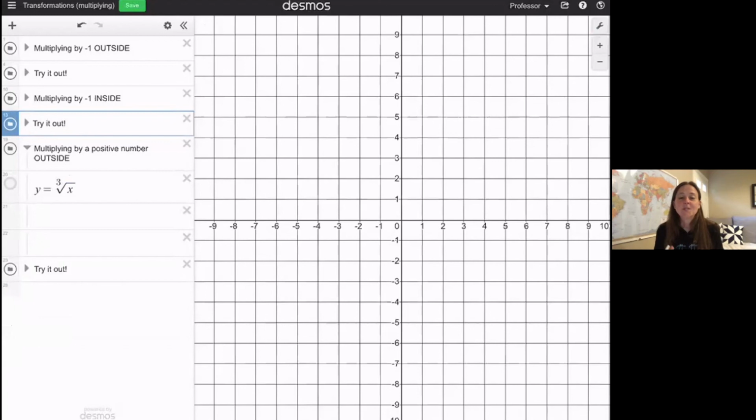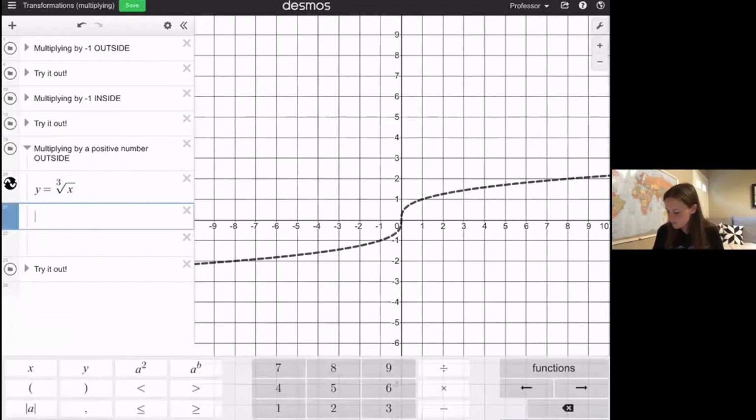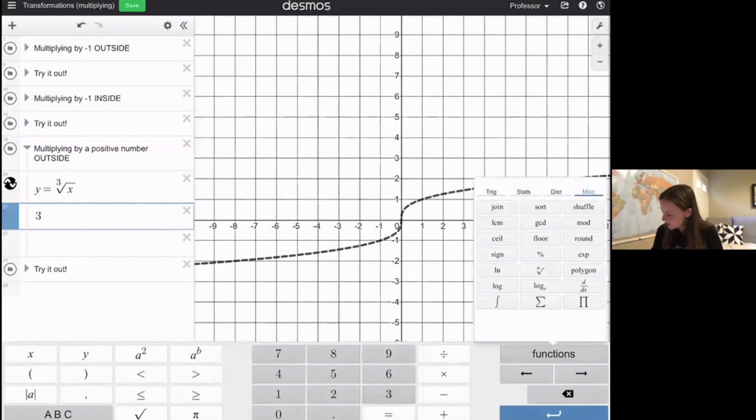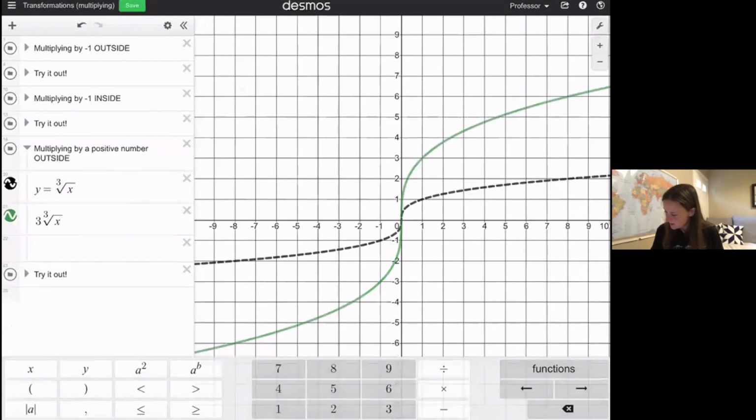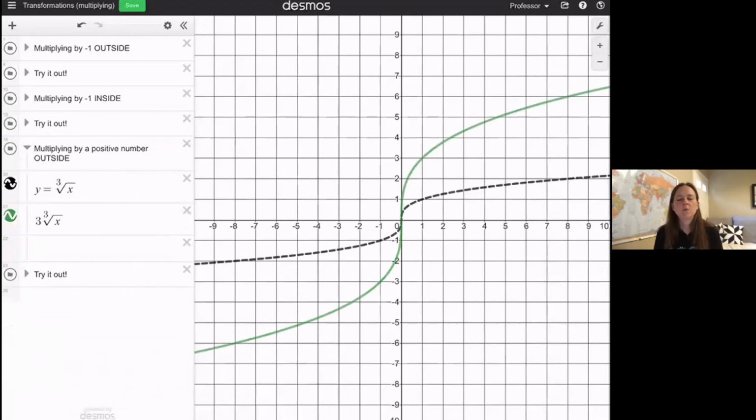Last thing we're going to do, we're still doing multiplication. We're going to multiply by a positive number on the outside of the function. So I'm going to turn on my cube root of x graph, and I'm going to multiply that by a number. Let's say I'm going to multiply by 3. I need my cube root of x. And what in the world did that do?